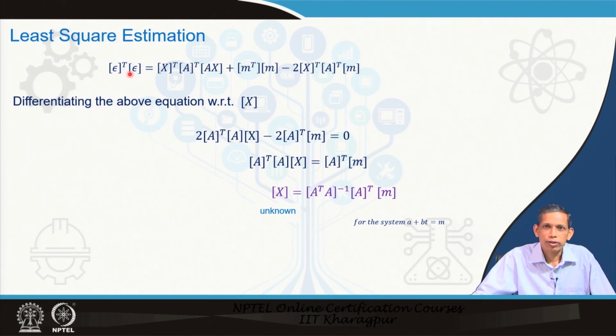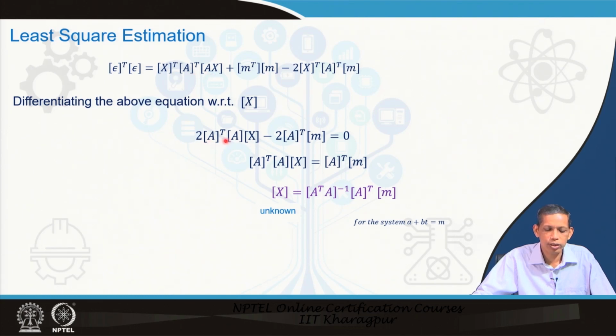So, this summation, we try to differentiate with respect to x, the unknown vector. If you differentiate this with respect to the unknown vector, we make the corresponding differentiation of this part equal to 0, since this is least square.